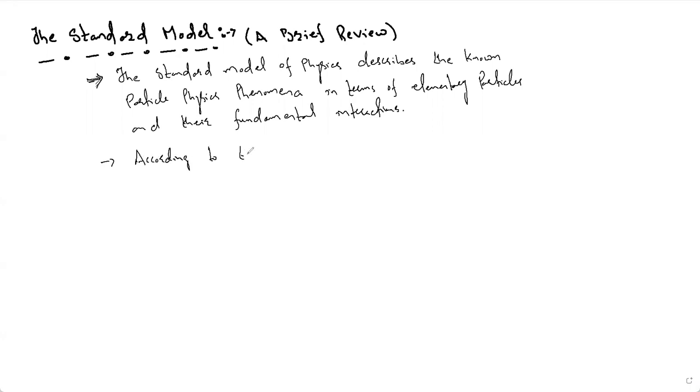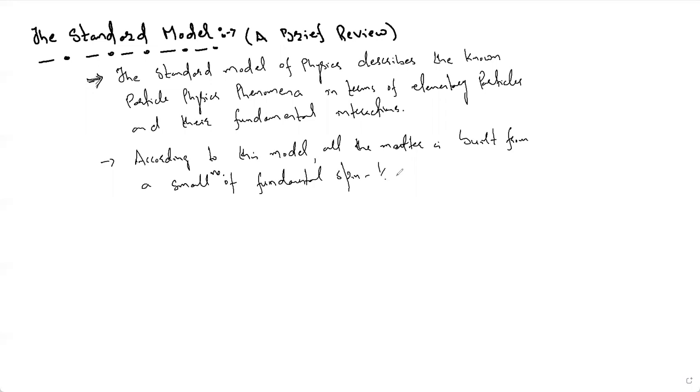According to this model, all the matter is built from a small number of fundamental spin half particles, which we also call fermions, spin half particles, fermions. So I will explain how many particles are there, but I will just elaborate this model.